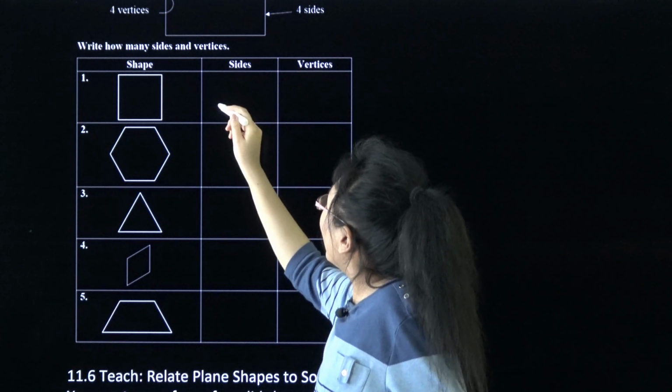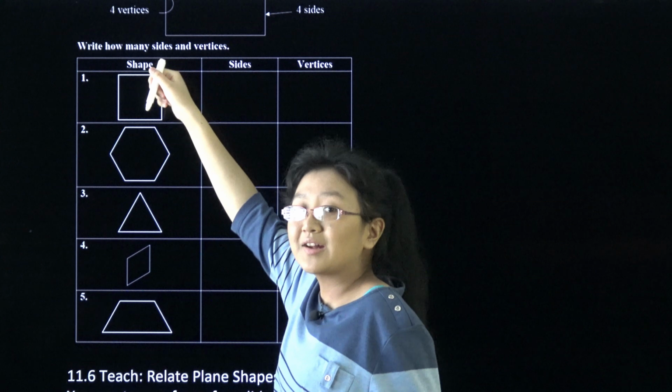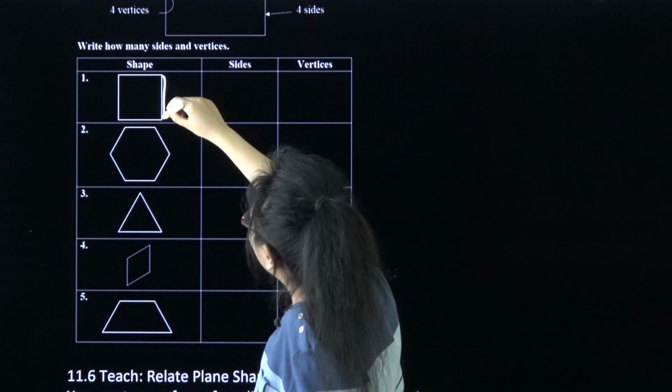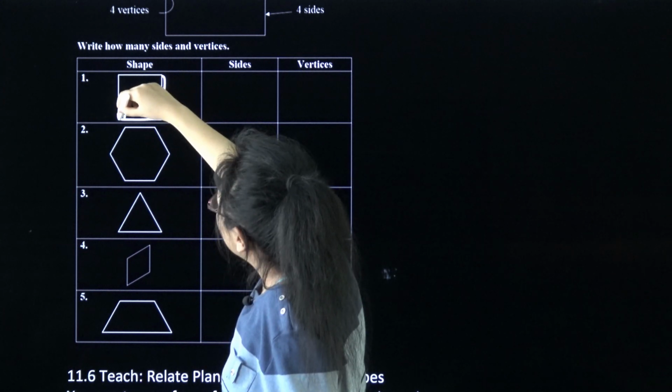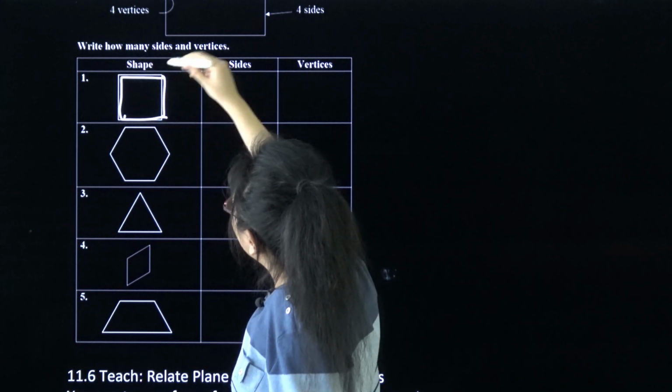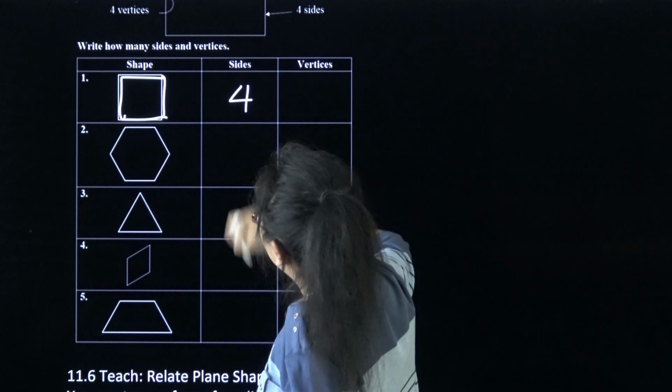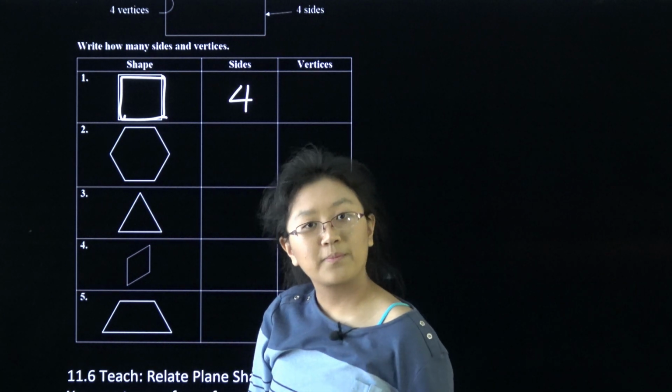So let's count the number of sides. I just said all sides are equal and there's 4 sides, so it's pretty obvious that there's 4 sides. But we're going to go through this anyways. 1, 2, 3, 4. 4 sides. And how many corners are in a square?